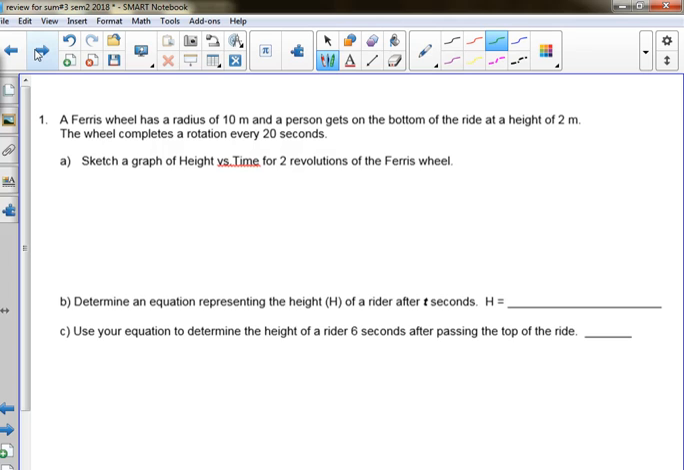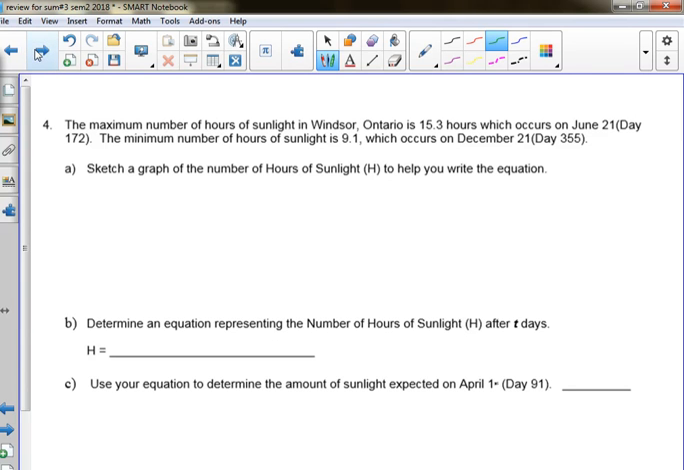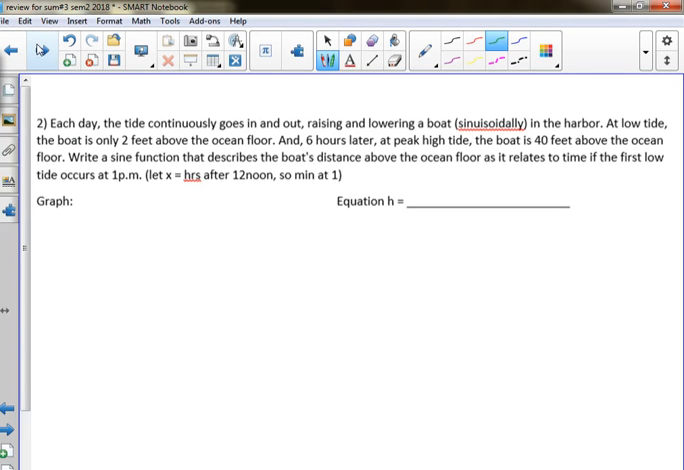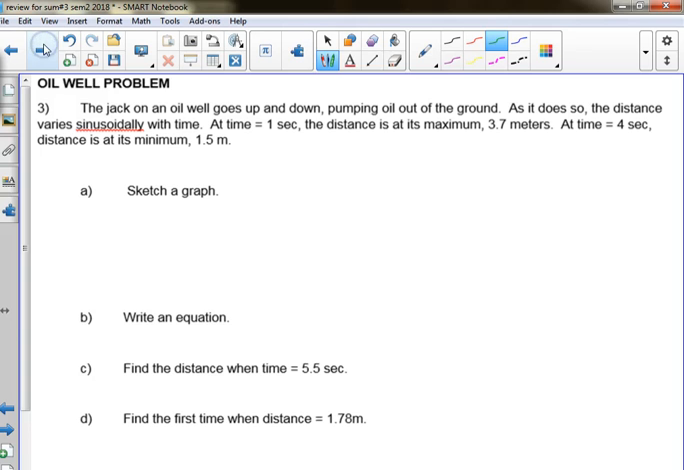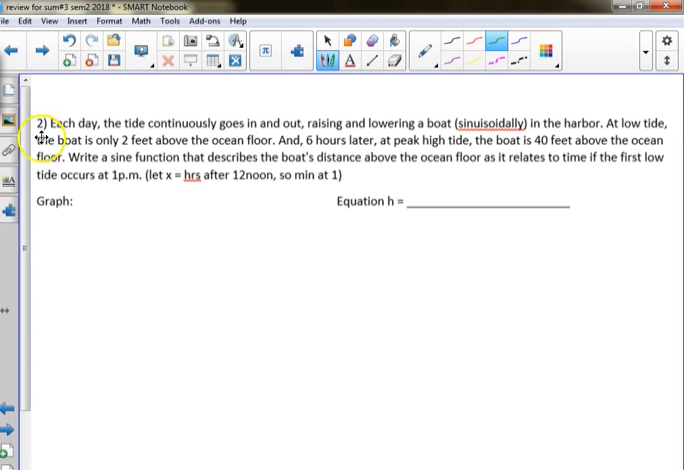Do you want to do a Ferris wheel question or a tide question? Let me see what I have, if I have something that isn't even on the blue sheet. I don't know where this is from.